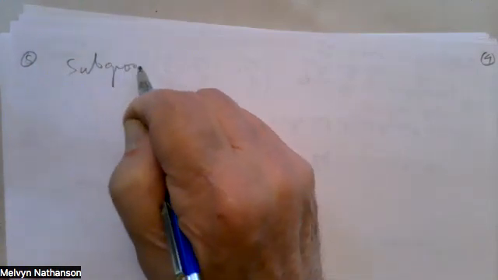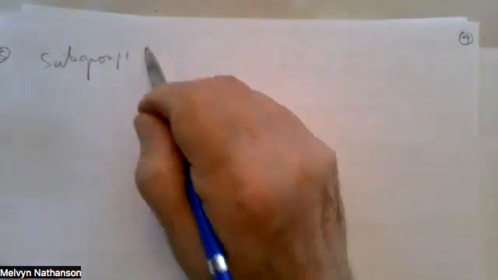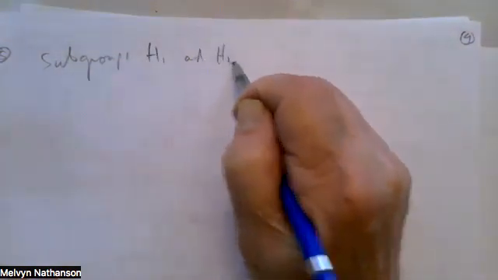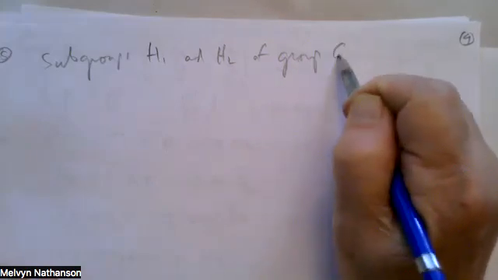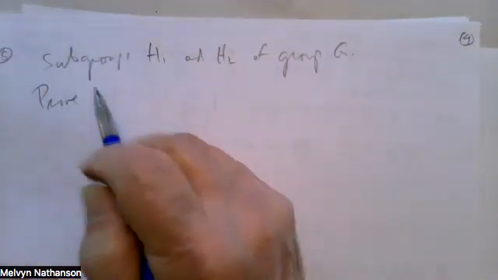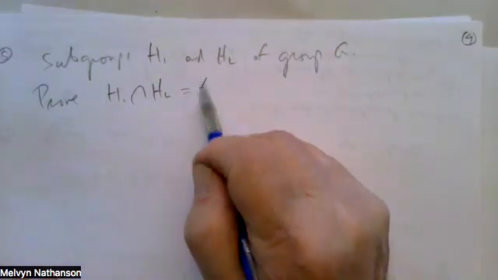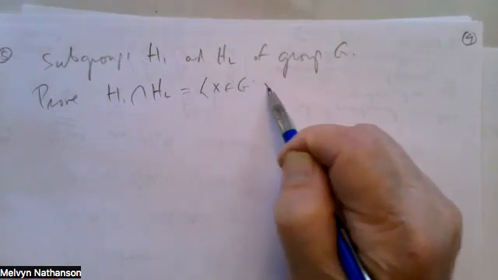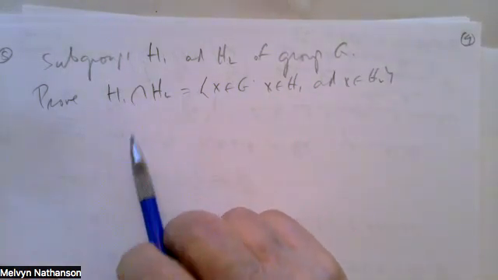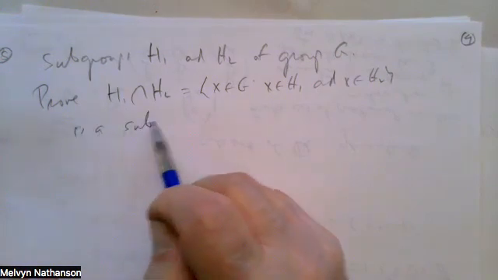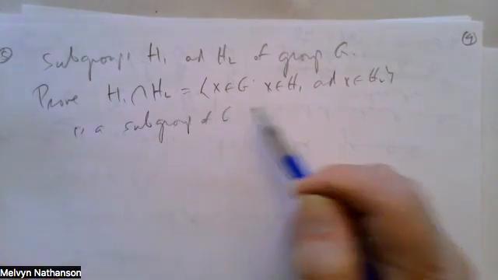Problem number 8. So we have subgroups H1 and H2 of a group G. We want to prove that the intersection, what is the intersection of two sets? It's all x in G such that x is in H1 and x is in H2. We want to prove the intersection of two subgroups is another subgroup of G.